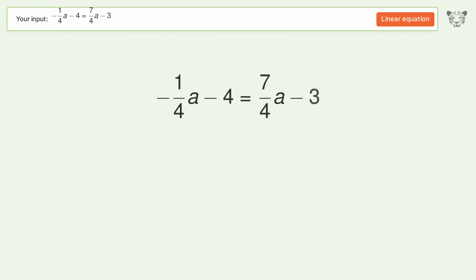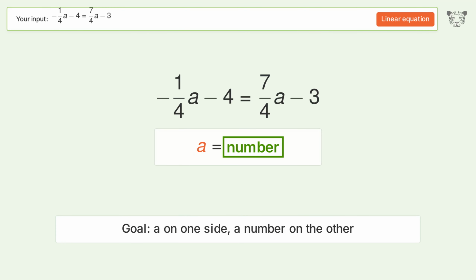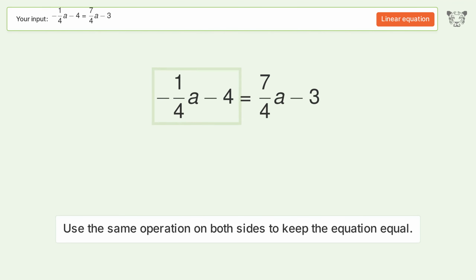Here is the linear equation we are asked to solve. Negative 1 over 4 times a minus 4 equals 7 over 4 times a minus 3. Solving means leaving the variable alone on one side, with a number on the other. Let's do this step by step. Use the same operation on both sides to keep the equation equal.